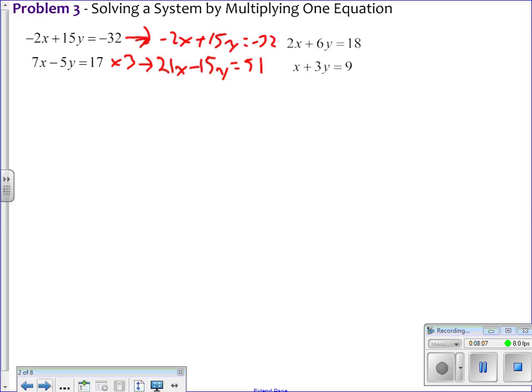Now, if I look at my y's, what do I have? I have a 15y and a negative 15y. I can add to get rid of my y's now. I changed one of the equations. Now I do addition.